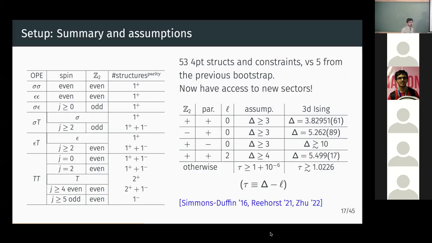How do you write a parity odd structure? Yeah, you can't.